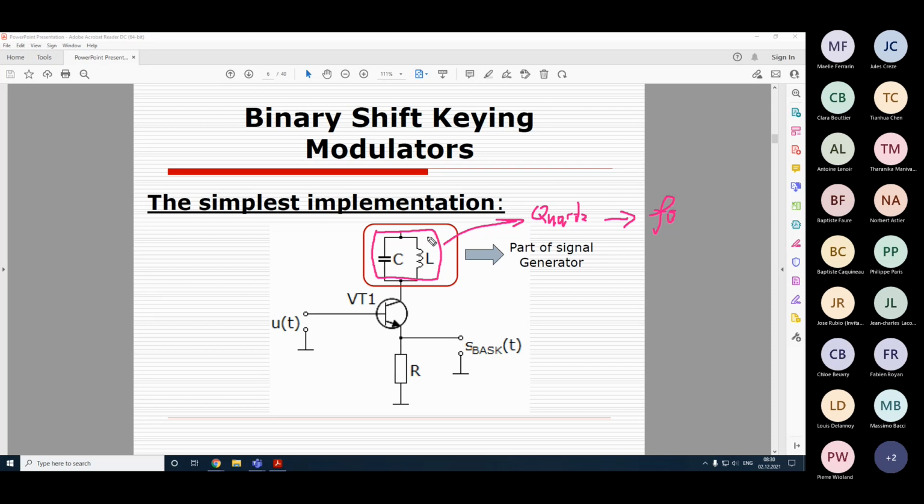Because the problem with these generators is that if we desire to have this frequency f0, this frequency can increase, decrease, and so forth, to be unstable.